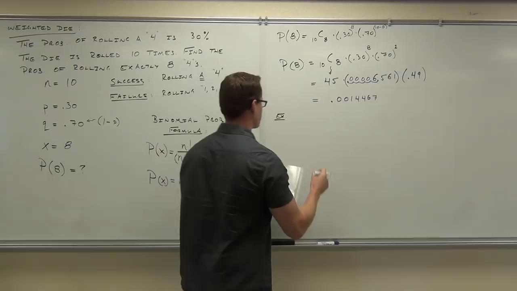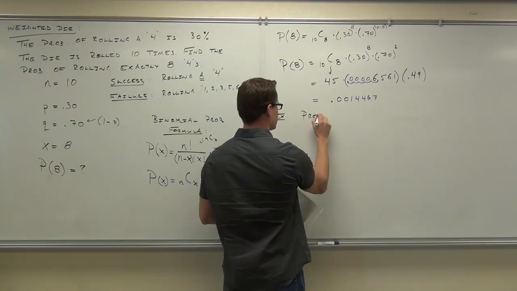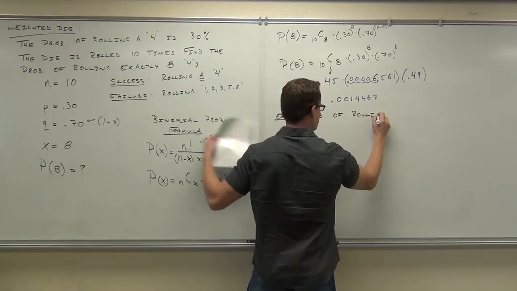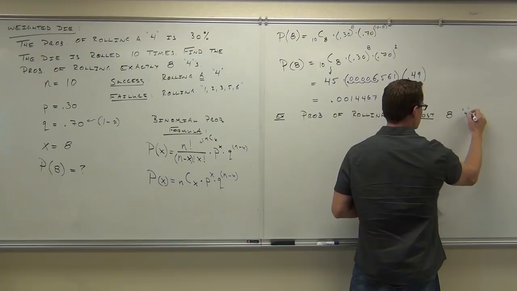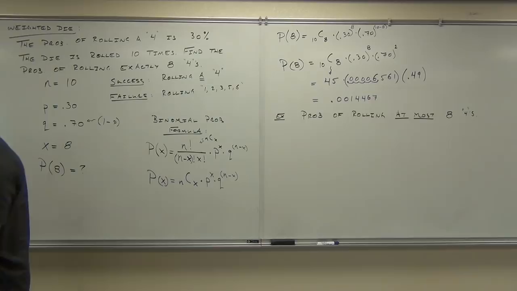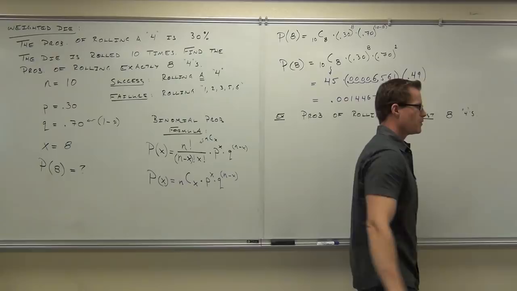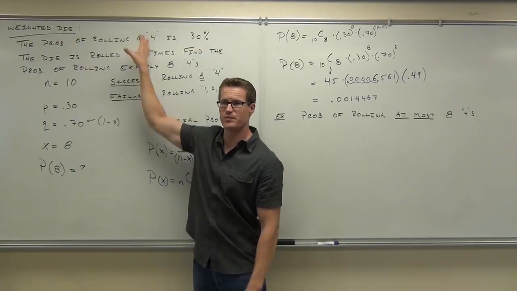What about finding the probability, using the same information, of rolling at most 8 fours? Probability of rolling at most 8 fours. Oh, let's think about it. We're going to pick up our die and we're going to roll it. We're still going to roll it 10 times. Same exact information up here. You kind of have to understand, though, what at most means.